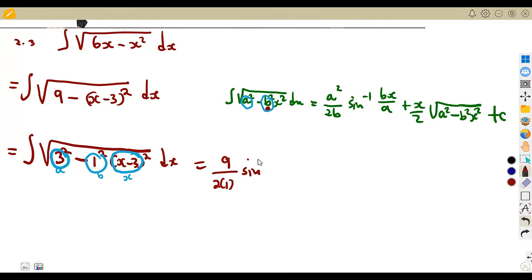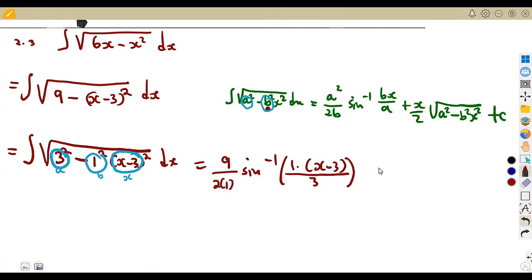All right. Arcsine. So this is going to be arcsine bx over a. What is our bx in that case? b is 1. So it's going to be 1 times x. x is represented by the whole bracket of x minus 3. It represents your x. All right. Everything over a, and our a here is 3.